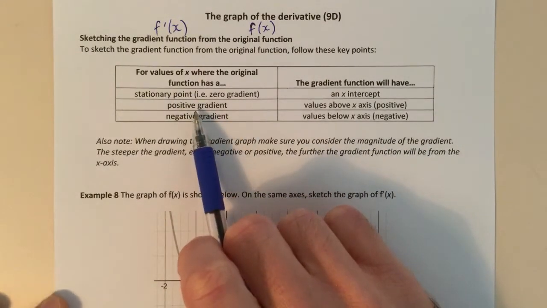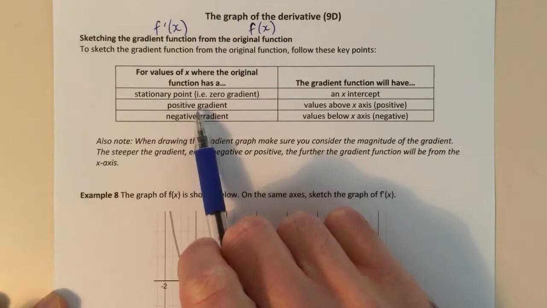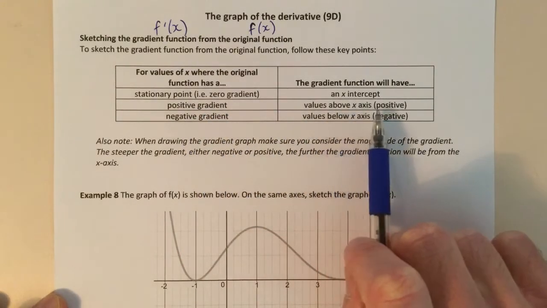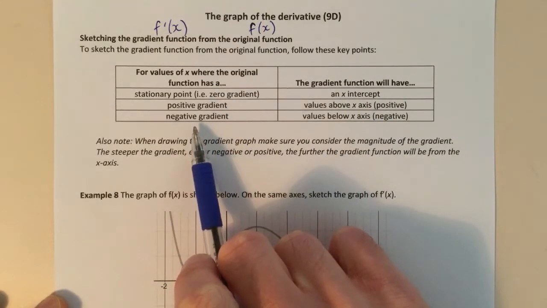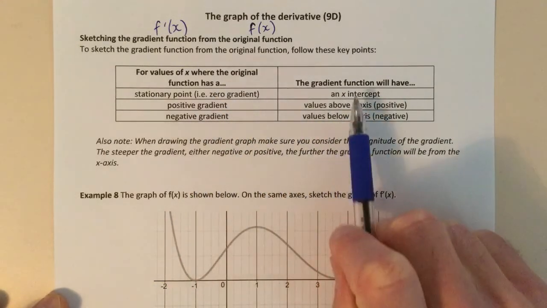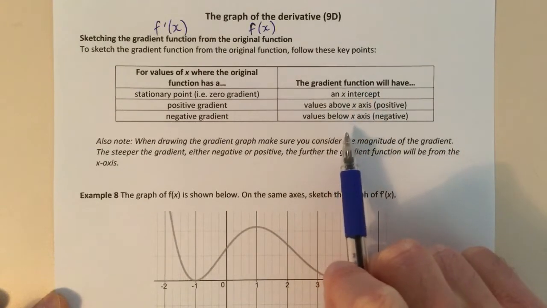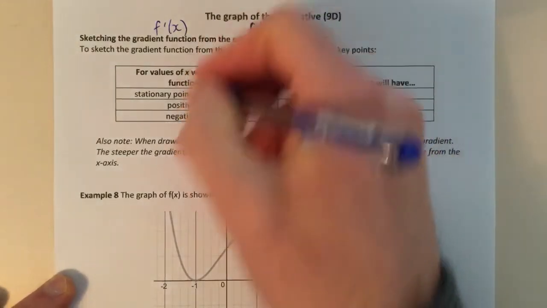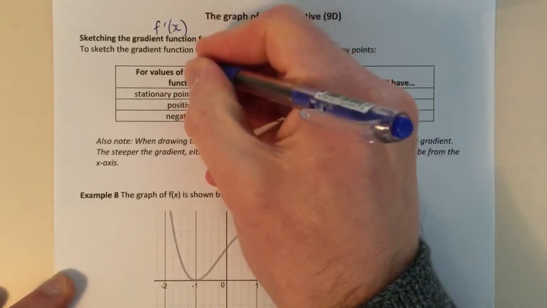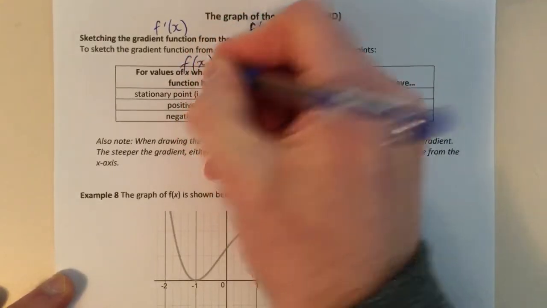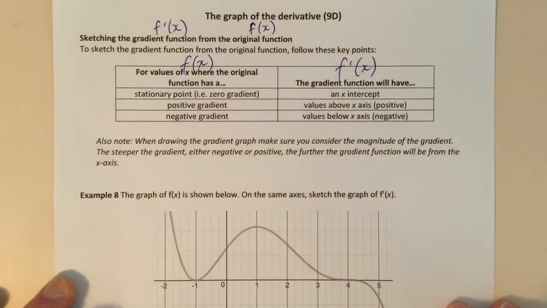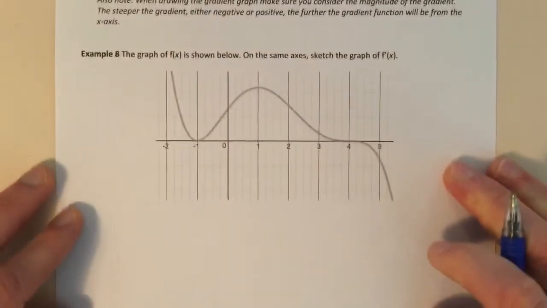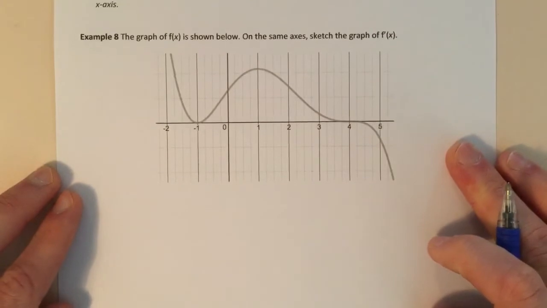Any values where the original function has positive gradient, the gradient function will be above the x-axis. And for any values of x where the original function has a negative gradient, the gradient function will have values below the x-axis. So these three things are for f of x, and these three things are for f dash of x. Okay, let's get stuck into an example and hopefully things will come together as we go through it.